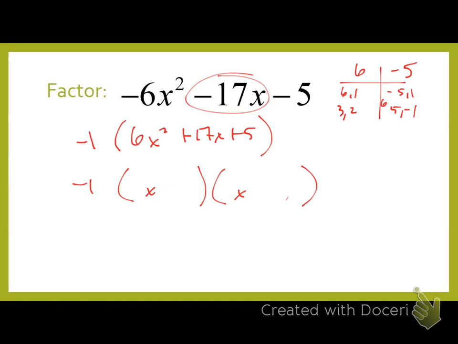So try. 6 times 5 is 30. 1 times negative 1 is negative 1. Add those, you get 29. Too much. 1 times 5 is 5. 6 times negative 1 is negative 6. You add those, you get negative 1. Not what we need. So now we flip over to the 3 and the 2. 3 times negative 5 is negative 15. 2 times 1 is 2. And I'm going to stop and realize that I messed up.